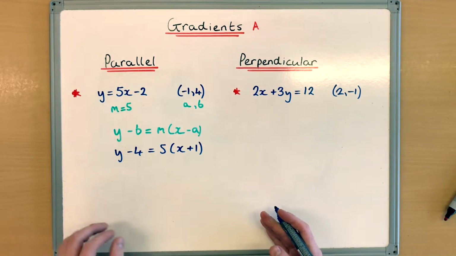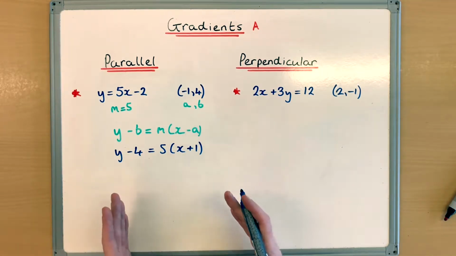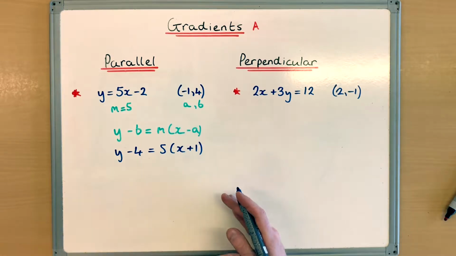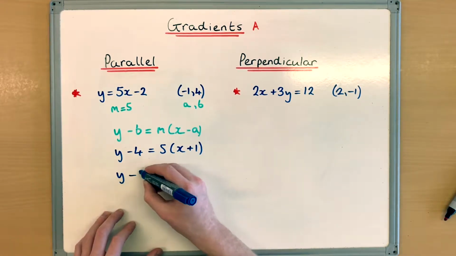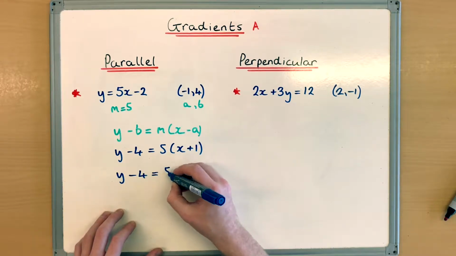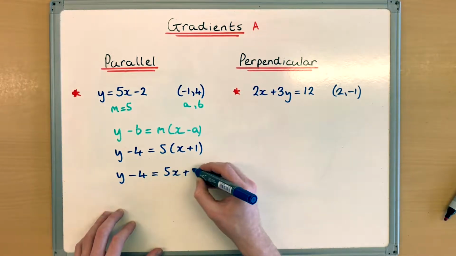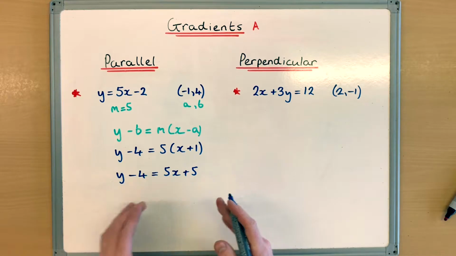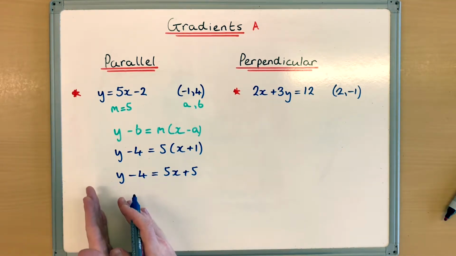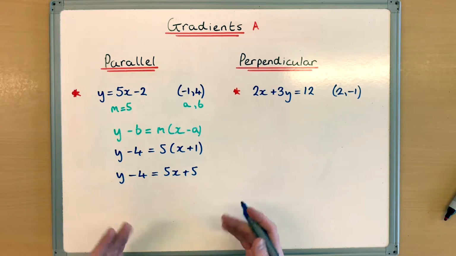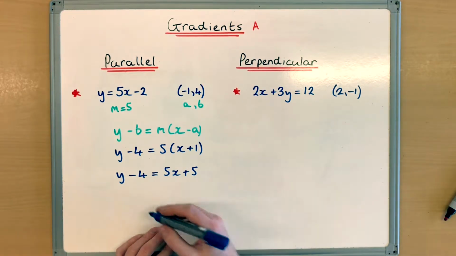And as I mentioned just a moment ago, the SQA is liking us now to actually multiply these out rather than leaving them like this. So no fraction here this time. y minus 4 equals 5x plus 5. And we can either take it across and make it a general equation, in other words, y and x on one side, number on the other, or we can write it y equals. You decide what you would prefer here.